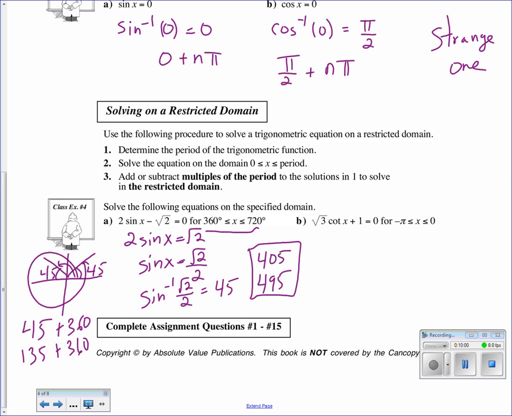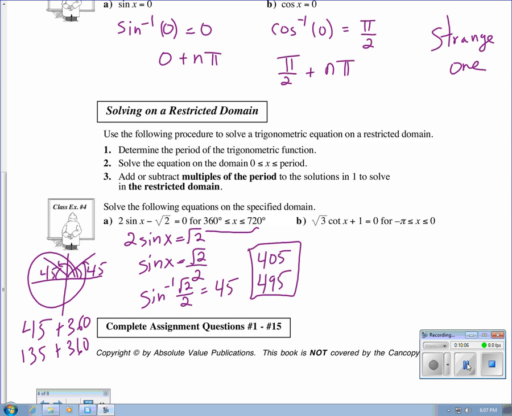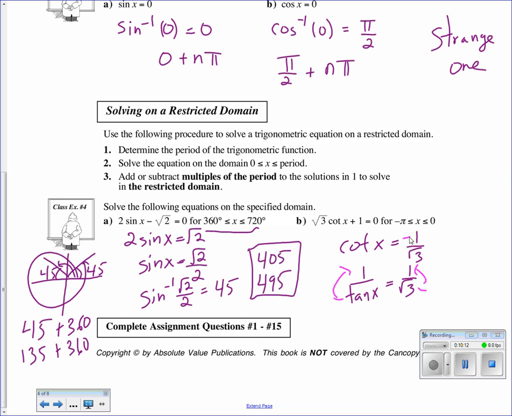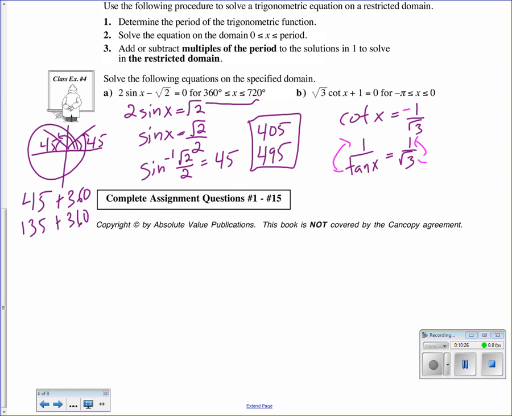This one's working in radians and cotangents, so probably a good one to run. I'll set her up. So cotangent of x is going to equal negative 1 over root 3. And that's 1 over tan x. I actually need to have tan x in the numerator position. So I'm going to play the trick of flipping both sides. So now I have tan x is equal to root 3.